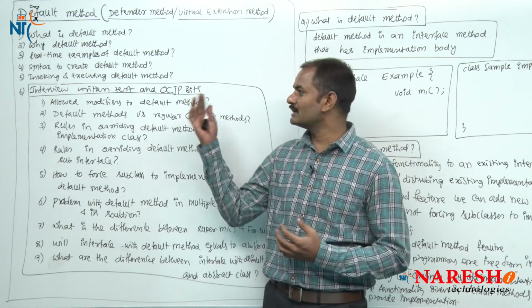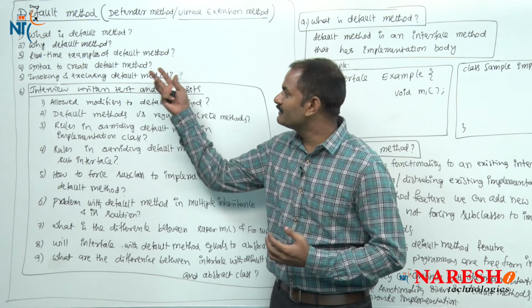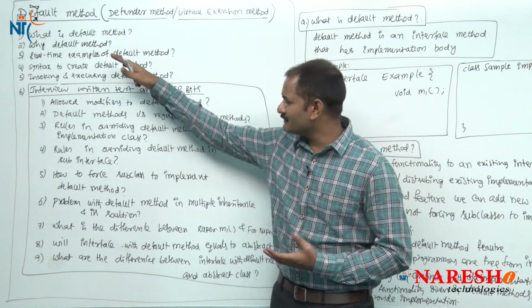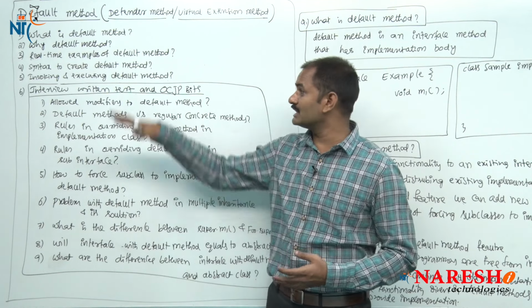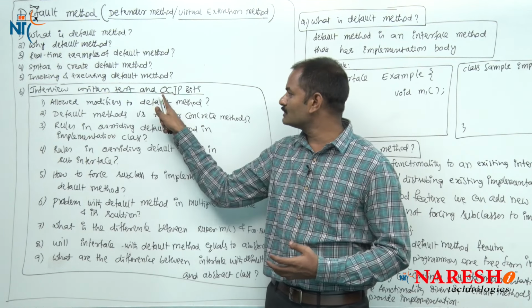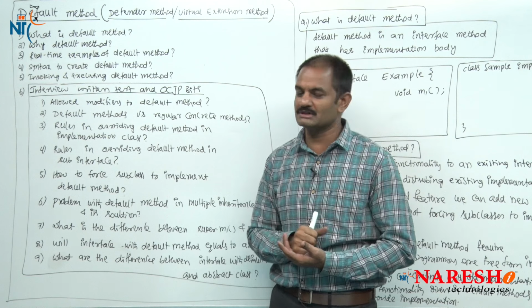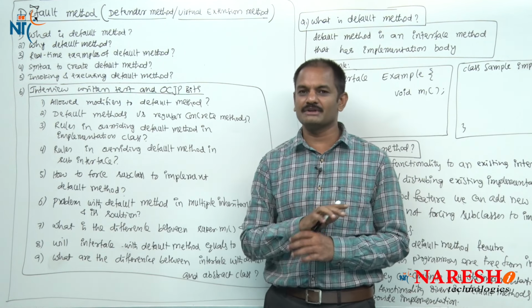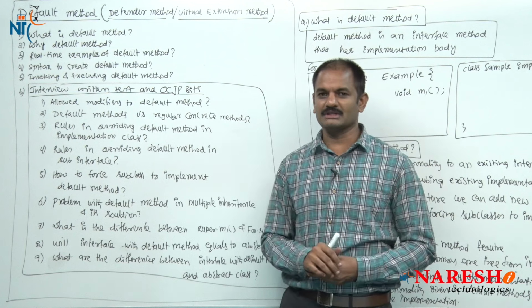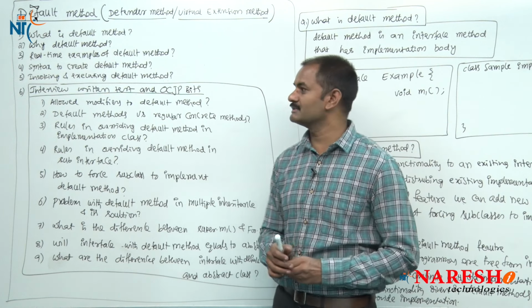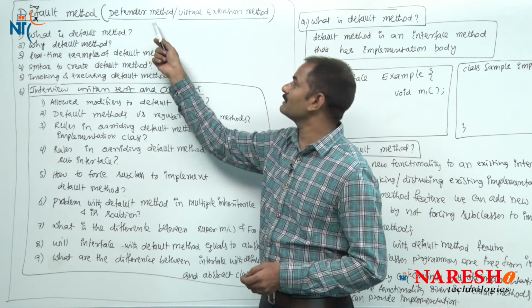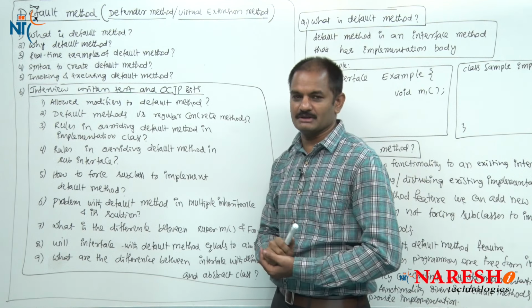Then, what is default method? Why default method? Real-time examples of default method, and different points we are going to learn. Around 13 points, including OCJP bits, interview and written test questions, everything. Every point related to default method we are going to learn. Let us see first: default method is also called defender method or virtual extension method.